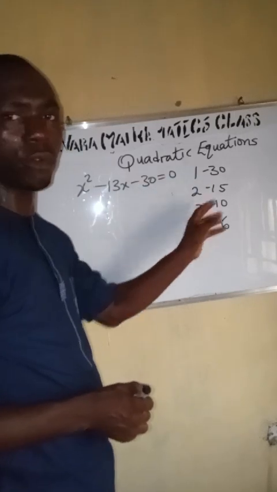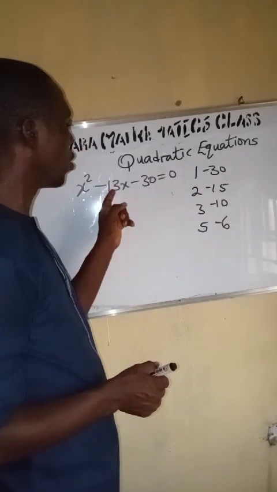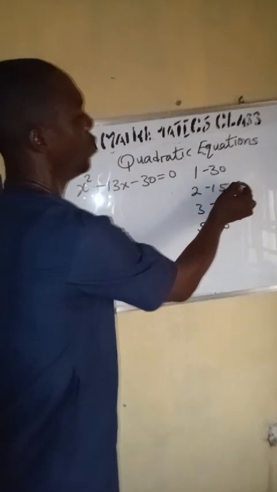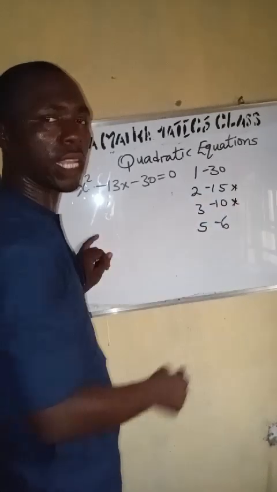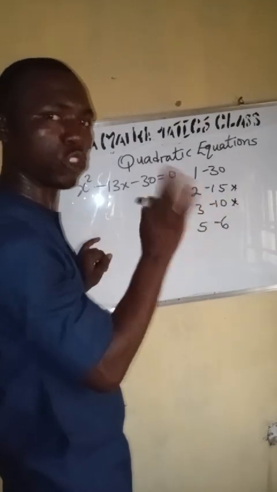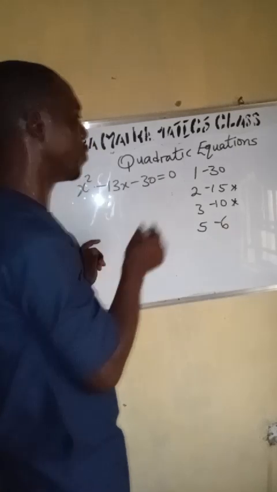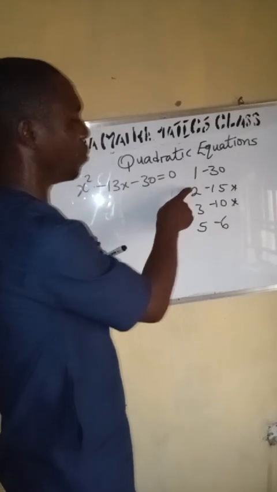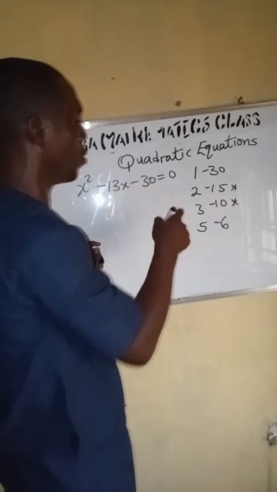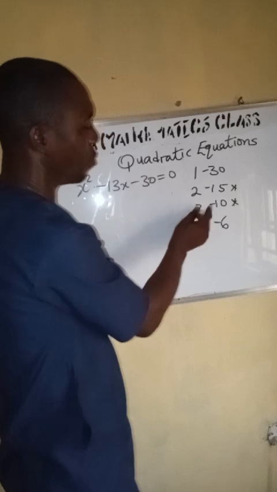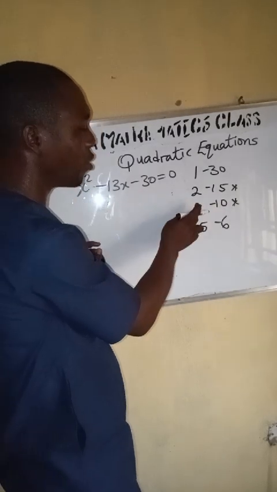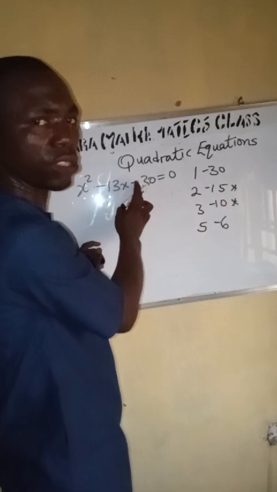But if you look at this pair of numbers, the only two numbers that can give us 13 are 2 and 15, and 3 and 10. Now, remember that the greater numbers already must be negative, since here is negative. If this is negative, minus 2 minus 15 will not give us minus 13. If this is negative, minus 3 minus 10 will give us minus 13. But when you multiply minus 3 by minus 10, it will not give you minus 30.